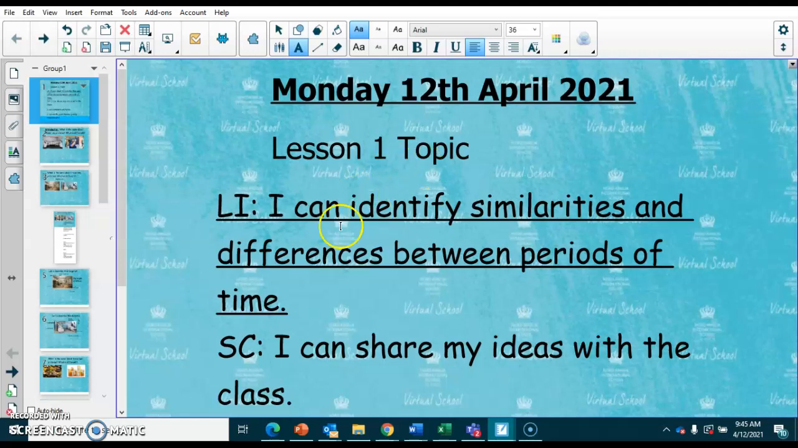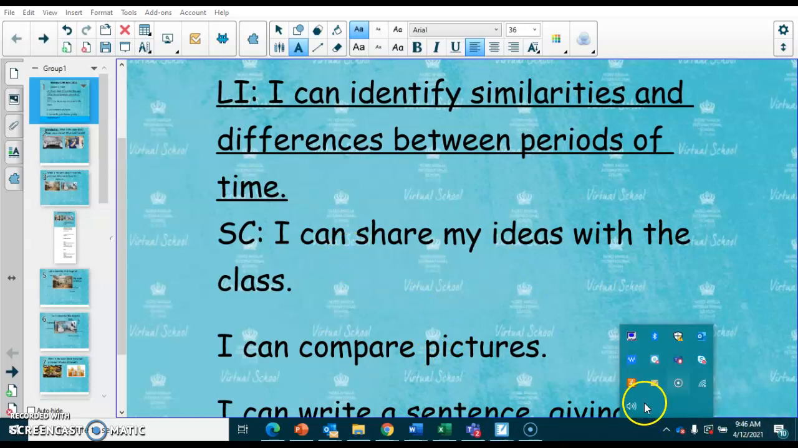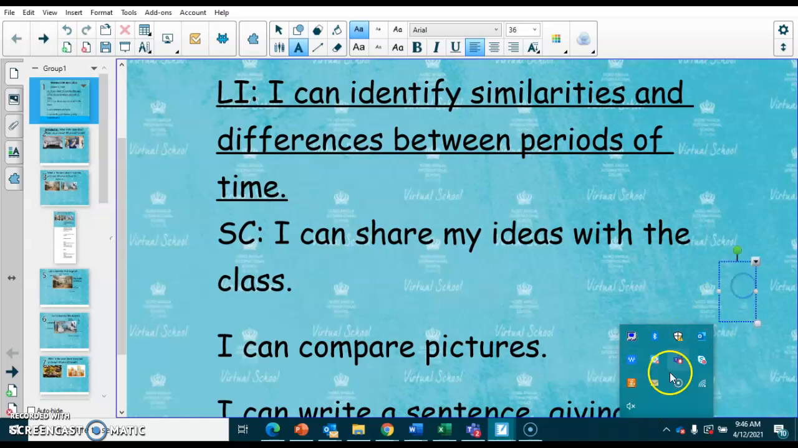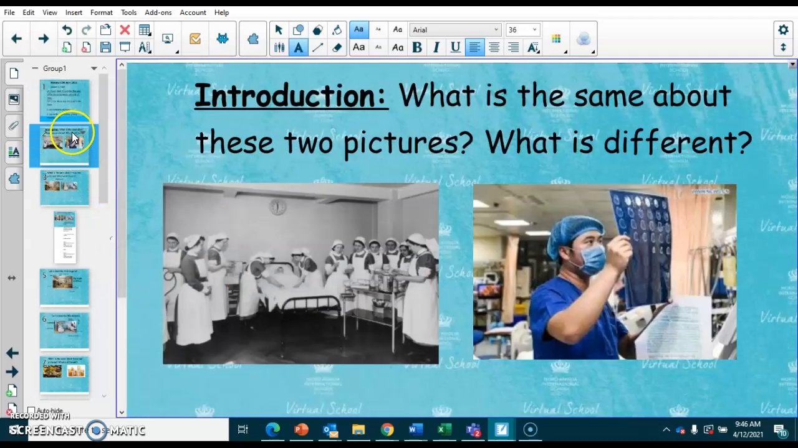So our first lesson's topic, our learning intention is, can I identify similarities and differences between periods of time? And our success criteria was, I can share my ideas with the class, I can compare pictures, and I can write a sentence giving reasons why. So our warm-up really was, what is the same about these two pictures, what is different?